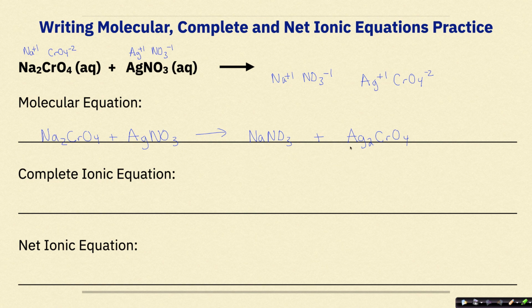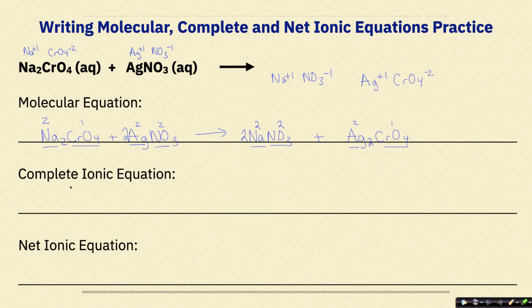Fantastic. Now the next thing I need to do is balance this. I can see right away I have two Ags right here, so I'm going to put a coefficient of 2 in front of this Ag. Now I have two NO3s, which means I'm going to put a 2 here. Now I have 2 Nas, and hey, look, I already have 2 Nas over here. Good. I'm looking at my underlined parts to see what's left. 1 Cr right here, 1 Cr right here. Hey, this is balanced. Excellent.